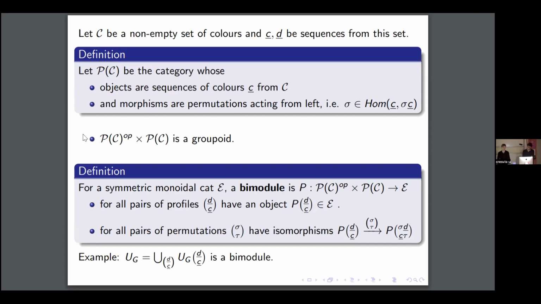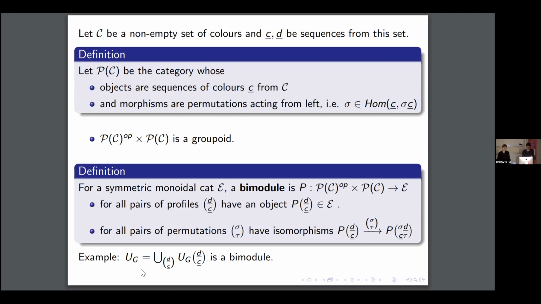And this product category is important for two reasons. It's going to wind up being the groupoid that we're going to use to color our groupoid colored operads. And we also need it to define something called a bimodule, which is one of the ingredients of a wheeled prop. So a bimodule is a functor from this product category to some other symmetric monoidal category E. And a good way to think about this is you've got some collection of operations with inputs colored by C and outputs colored by D, in which we can permute the inputs from the right via a permutation, and in which we can permute the outputs from the left via a permutation.